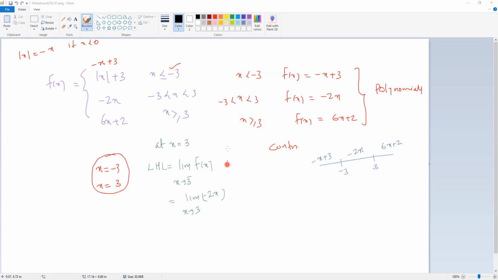So this is equal, so we can apply the direct limit. Minus 2 into 3 is minus 6. So the left hand limit is minus 6.